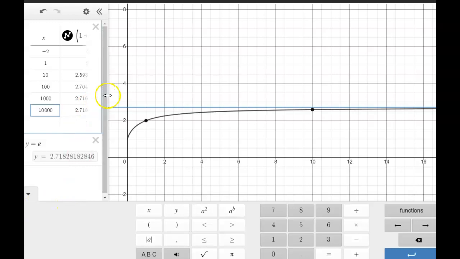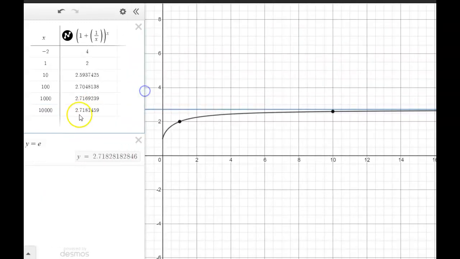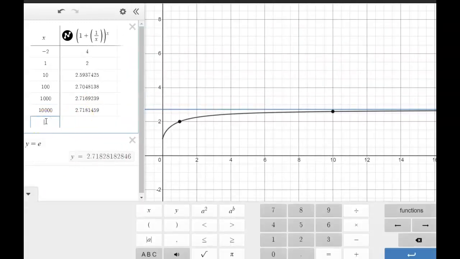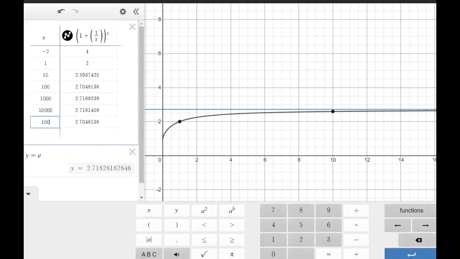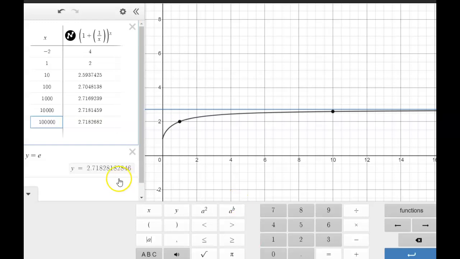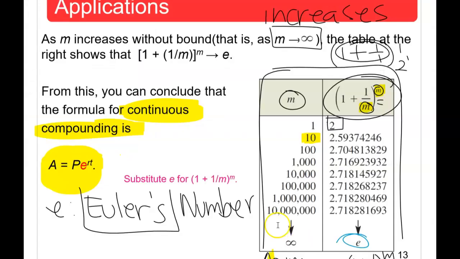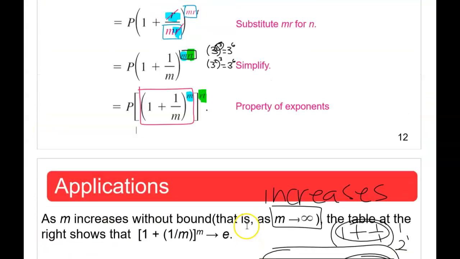And actually, I'm going to try to expand this side. Okay, that's better. And see, we get closer to the number that we have here. Okay, so let's get back to our slide.